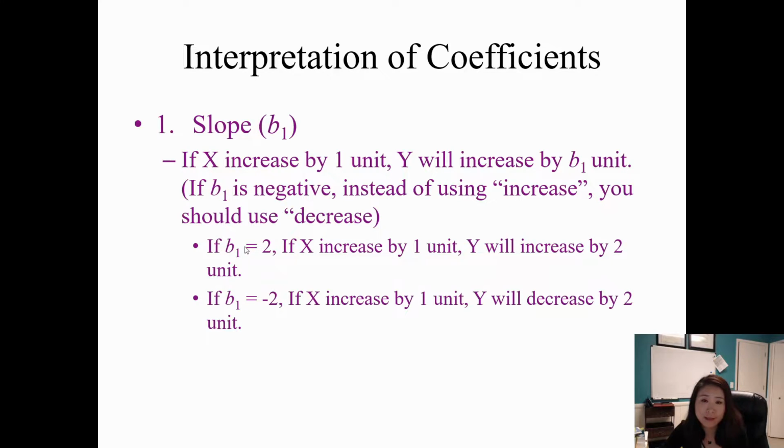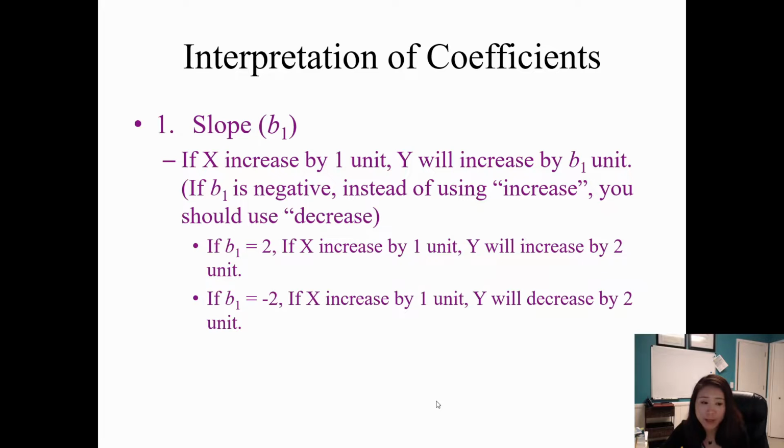So let's look at this example. Let's say B1 equals 2. If you want to interpret this 2, that means if x increases by 1 unit, y will increase by 2 units. If B1 equals negative 2, that means if x increases by 1 unit, y will decrease by 2 units. That is how you use this interpretation formula to help you interpret the result.